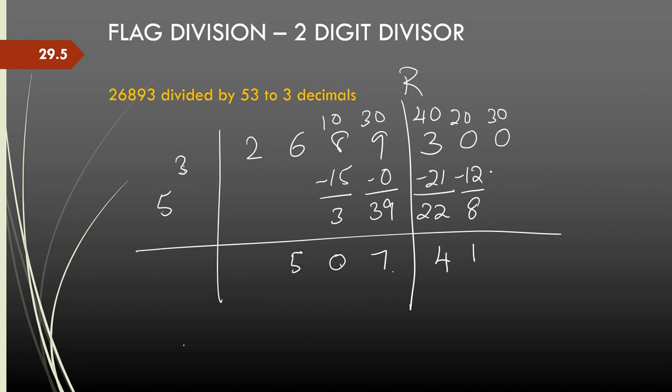3 into 1 is minus 3. 30 minus 3 is 27. Now 27 I divide by 5. Can add another 0. So 5 fives are 25, 20 carried forward, and the process can continue. Since I wanted the answer to 3 decimals, the answer is 507.415, and there are more decimals here. If I continue the process, I will get those decimals.